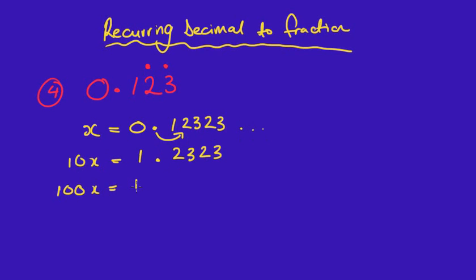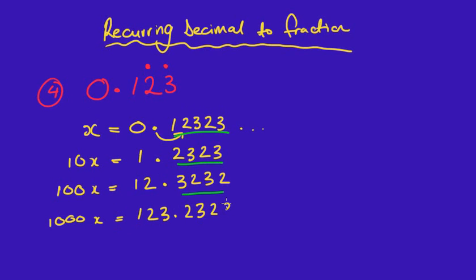100x equals 12.3232. Now, I did say it's going to be a little more challenging. I've done 3 of them, and look, none of the decimal places currently recur or are the same. So I'm going to go to 1000x now, which is 123.2323. Now what we've got, if you look at this, is the 2323 and the 2323, so I'm using the 10x and the 1000x. Okay, so 1000x take away 10x is 990x.